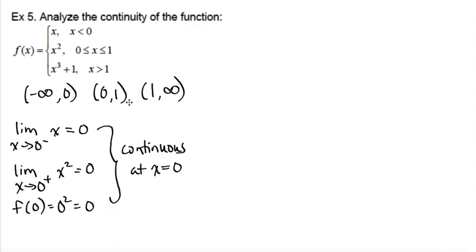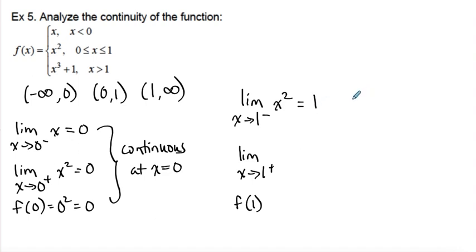Now let's find out what happens between 0 and 1 and 1 and infinity. So same thing, we're going to take a look at what happens as x approaches 1 from the left-hand side, what happens as x approaches 1 from the right-hand side, and what happens when I substitute 1 into this function. If I'm approaching 1 from the left-hand side, I'm using this second function, which is x squared. And if I substitute 1 in here, I'm going to get 1.